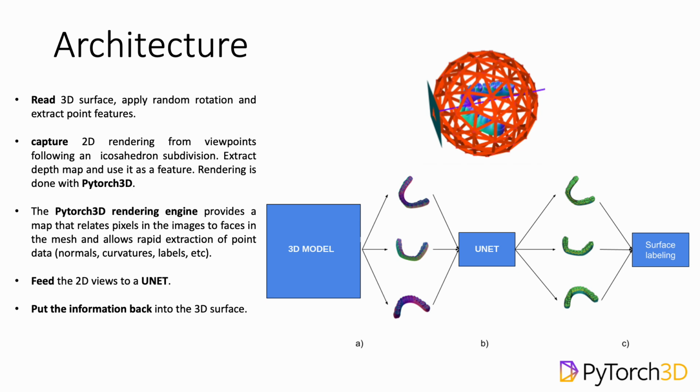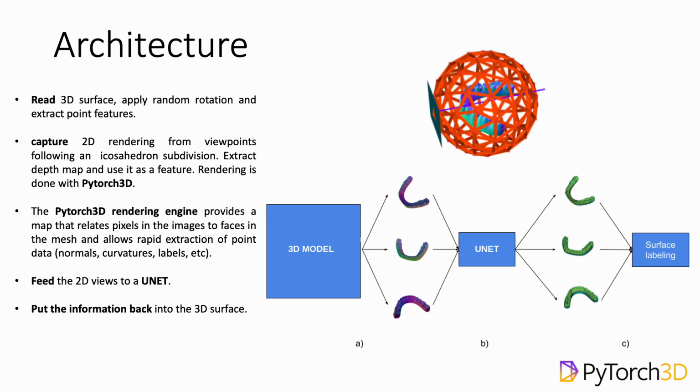Let's dive into the architecture of the algorithm. First, we read the 3D surface, apply random rotations, and extract point features. Then we capture 2D views of the objects. The viewpoints are located on an icosahedron that surrounds the surface. During the rendering, we create a depth map and use it as a feature of the image.